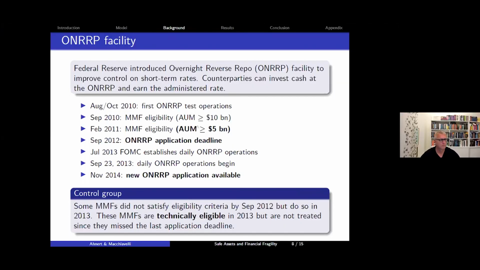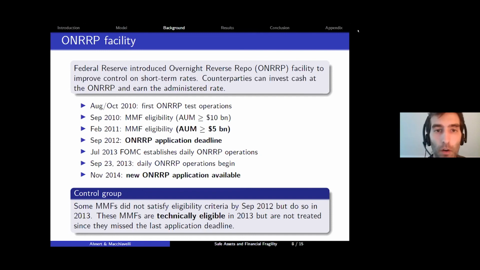So let me turn to the empirical analysis. Again, what is the safe asset here? It's the Federal Reserve overnight reverse repo. This was introduced to control short-term rates in 2013 because at some point, as it happened in 2015, the Federal Reserve wanted to tighten monetary policy. So to have a floor under overnight rates, they decided to provide an outside option, the overnight reverse repo.